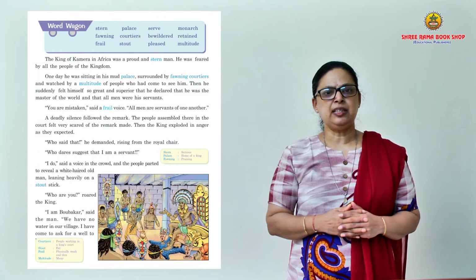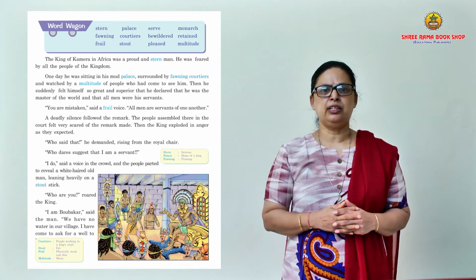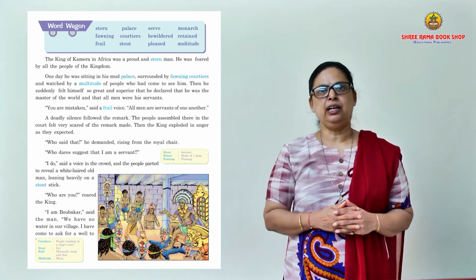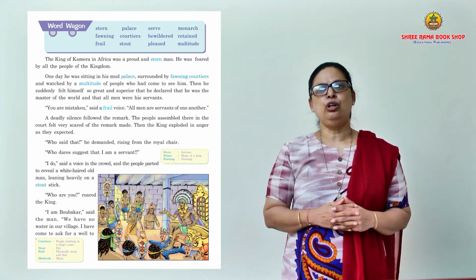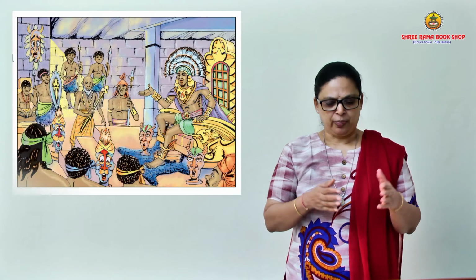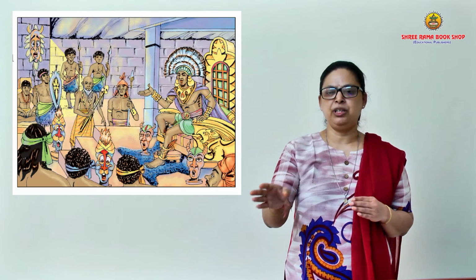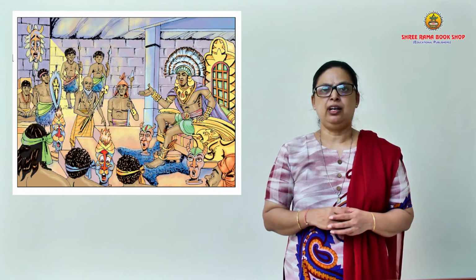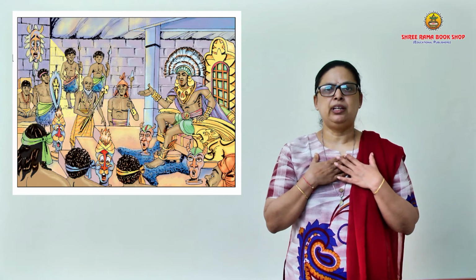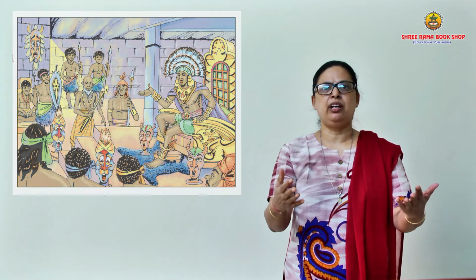Then he suddenly felt himself so great and superior that he declared that he was the master of the world and that all men were his servants. So what happened at that moment? When the king saw that in his house he had all the ministers and a lot of people had come around, he felt that I am a very great king and all men are my servants.